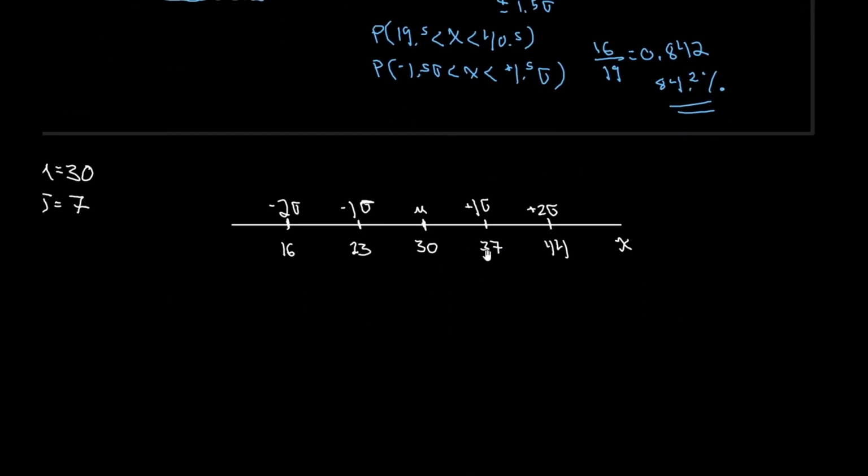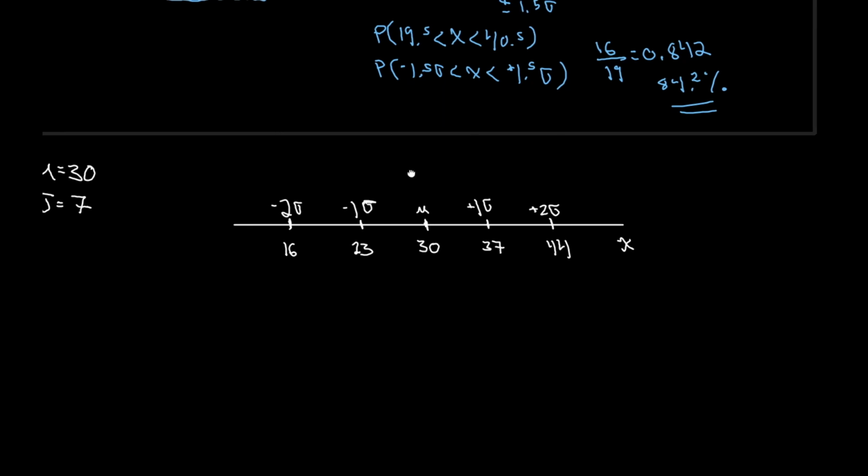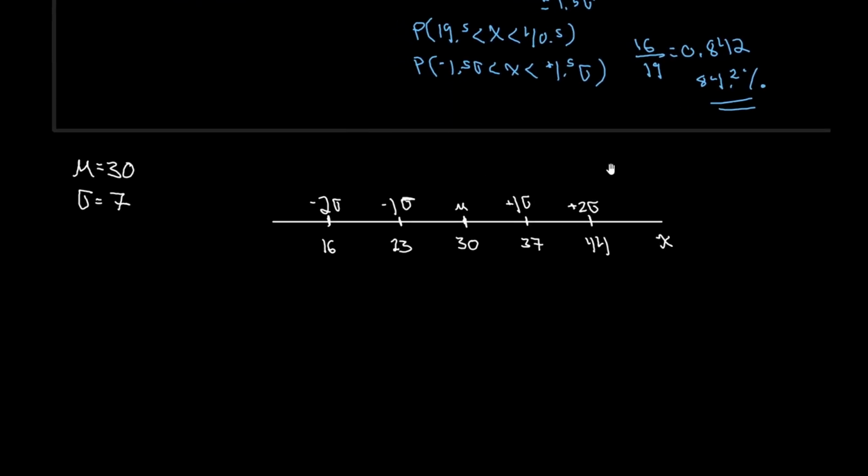16, 23, 37, 44. The only difference is we're just saying we don't know what the bars look like. We don't know what the histogram looks like. We don't know what the distribution looks like. But we still have the same question. We still want to know, what is the likelihood that I have? What is the proportion of observations that fall between these two lines?